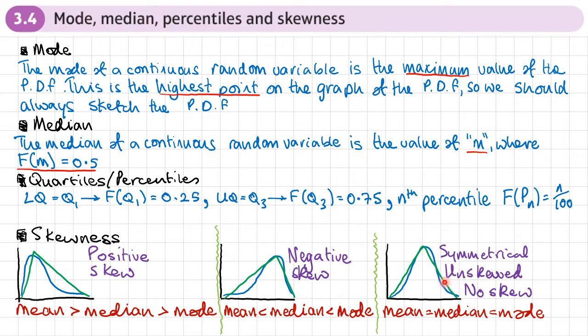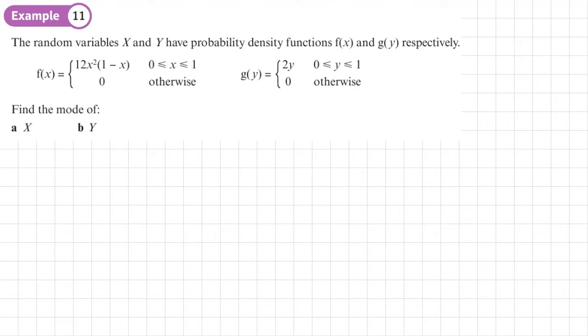This will be a symmetrical shape here. Example 11. The random variables X and Y have probability density functions f(x) and g(y) respectively, so they're given here.